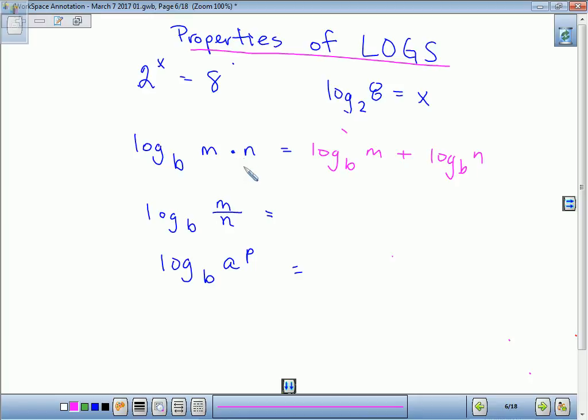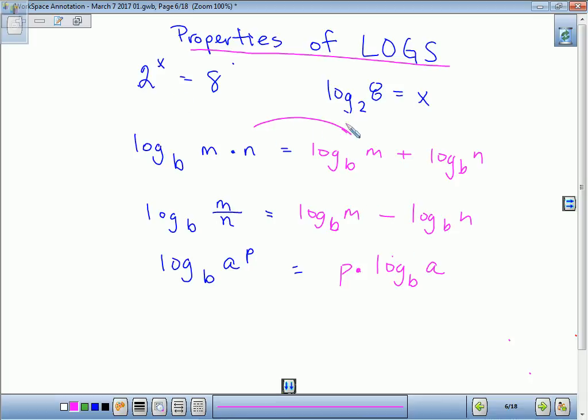So, when we look at a logarithm, because a logarithm is an exponent, when we multiply, we can rewrite this as addition because we're dealing with exponents. When we have division, we can rewrite it as subtraction. And when we have something raised to a power, we can treat that power like multiplication. So basically, these are the properties of logs that we'll be using.